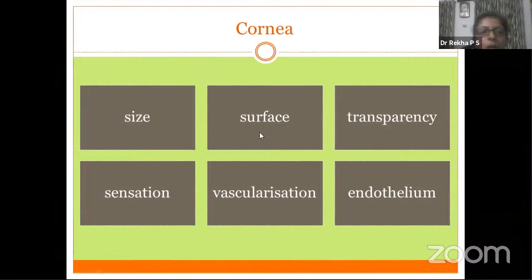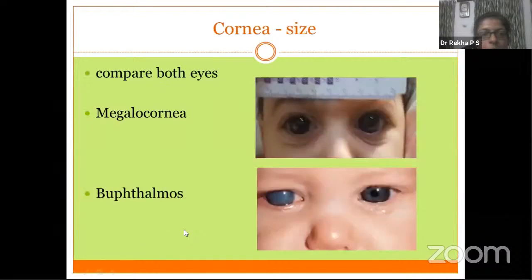The cornea: you should look at size, surface, transparency, and sensation. Regarding the size, there can be congenital problems like microcornea, or larger corneas like megalocornea. But always compare both eyes. If it's a unilateral condition, compare with the other eye. If you see a larger cornea, then you should always rule out buphthalmos, which is associated with congenital glaucoma.